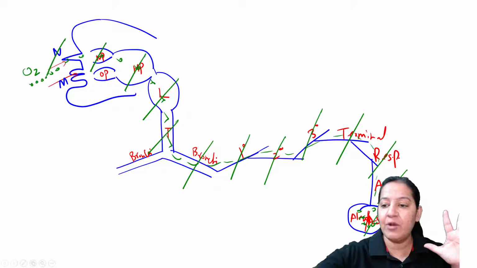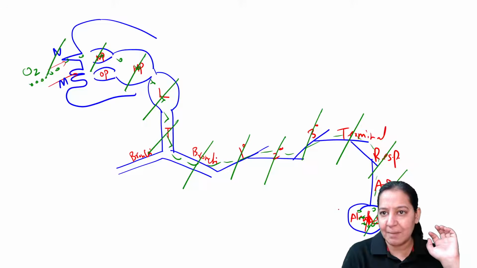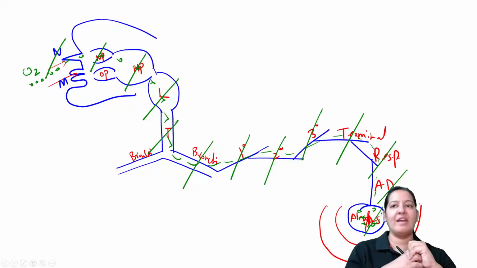So all the alveoli are covered by blood capillaries. Let me draw a blood capillary covering this. So this is a blood capillary covering this alveoli. This is a blood capillary covering this alveoli. Have you got it? Everyone give me a thumbs up.